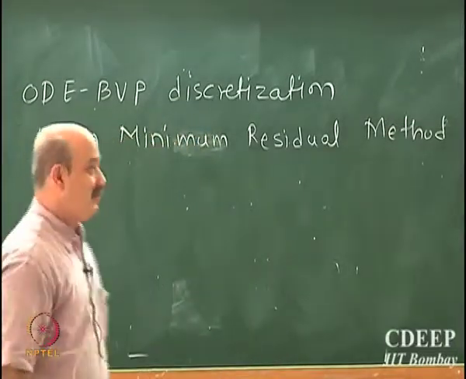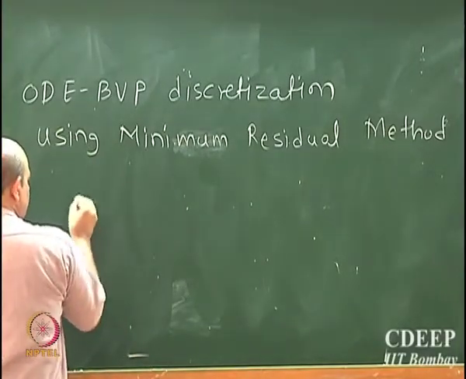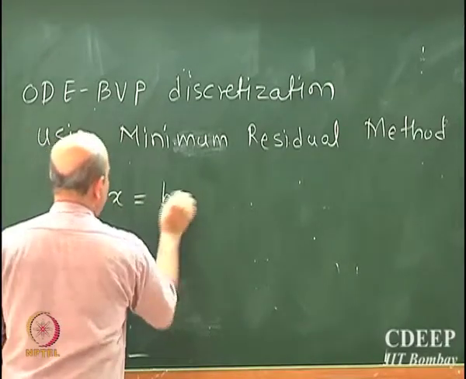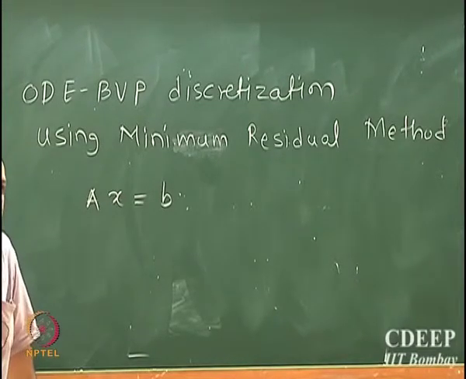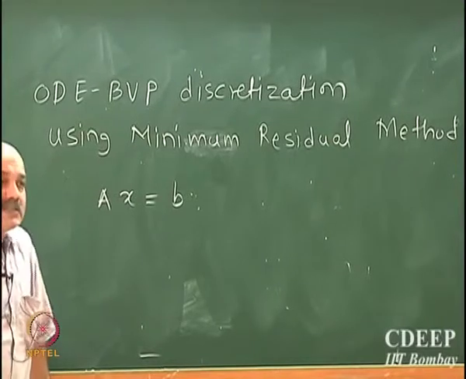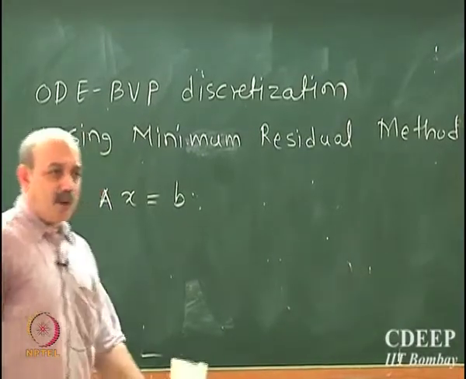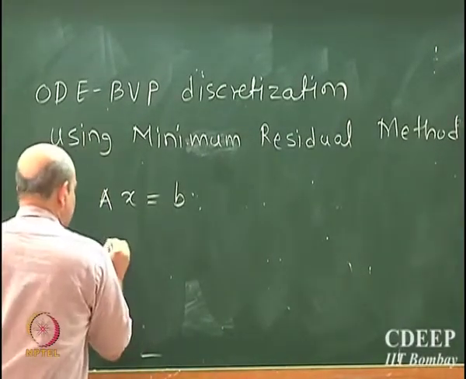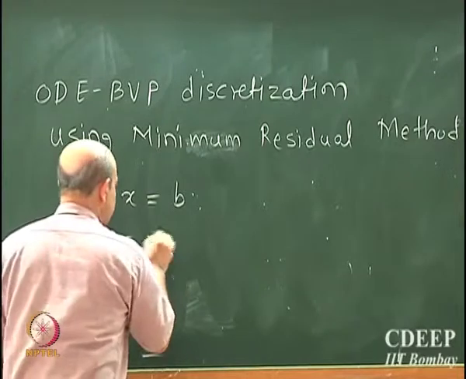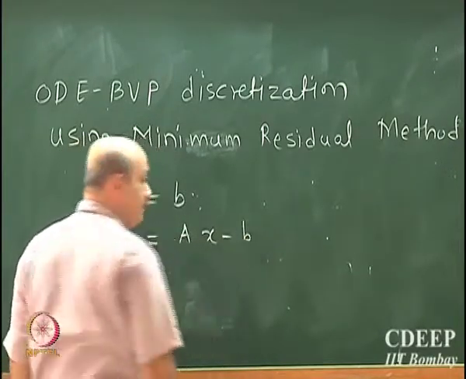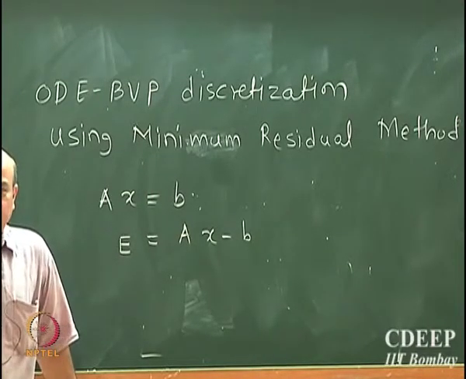Now let me say that I want to solve Ax equal to b. I want to solve this exactly. I could say that this problem is like saying, let me define an error vector which is Ax minus b. Everyone with me on this?